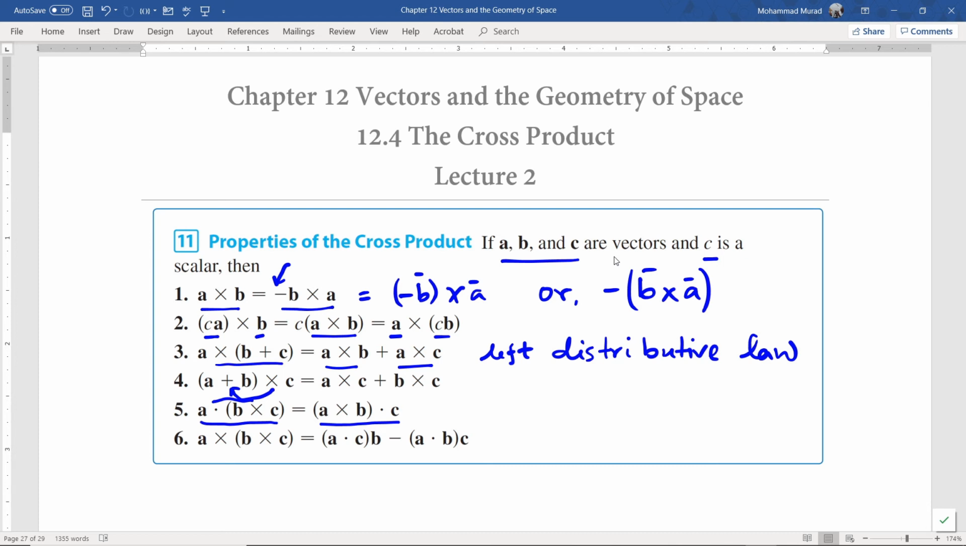The sixth property reads: A cross (B cross C) is (A dot C), a scalar, times B, minus (A dot B), which is a scalar, times C. So A cross (B cross C) is some combination of the vectors B and C, where in this box we have A dot C, and in this box we have negative of A dot B.